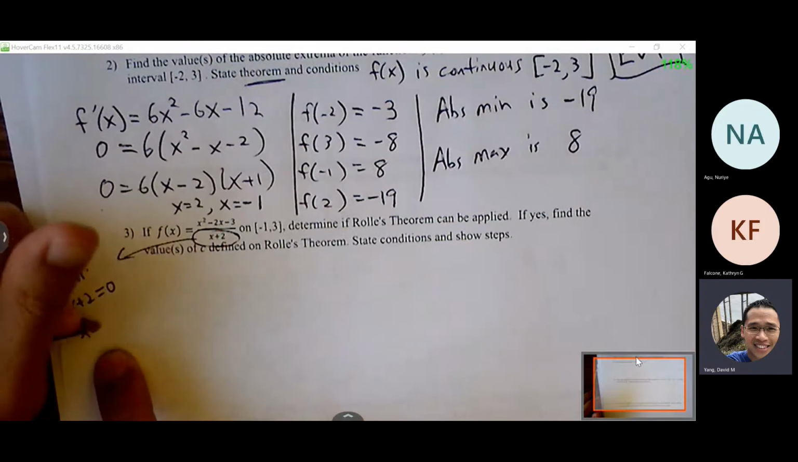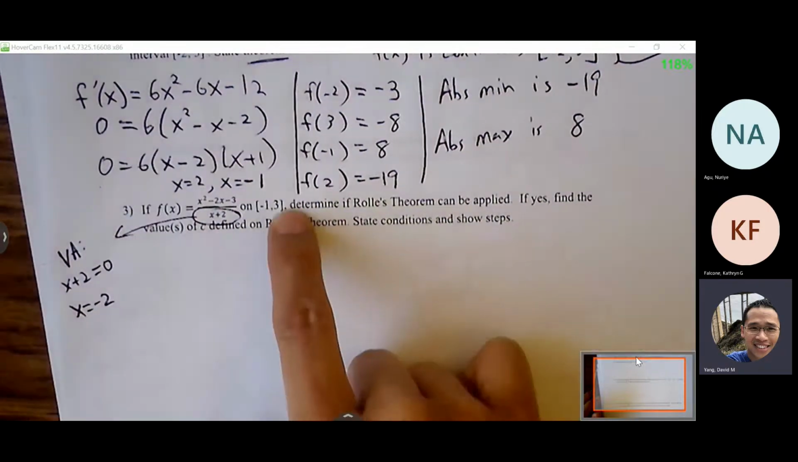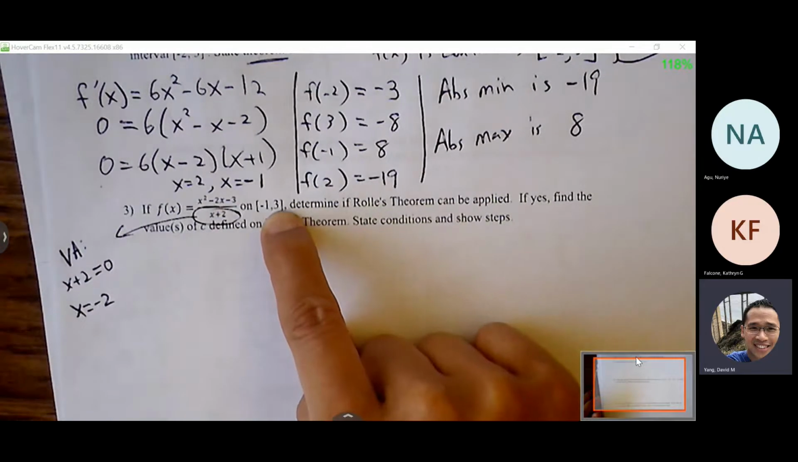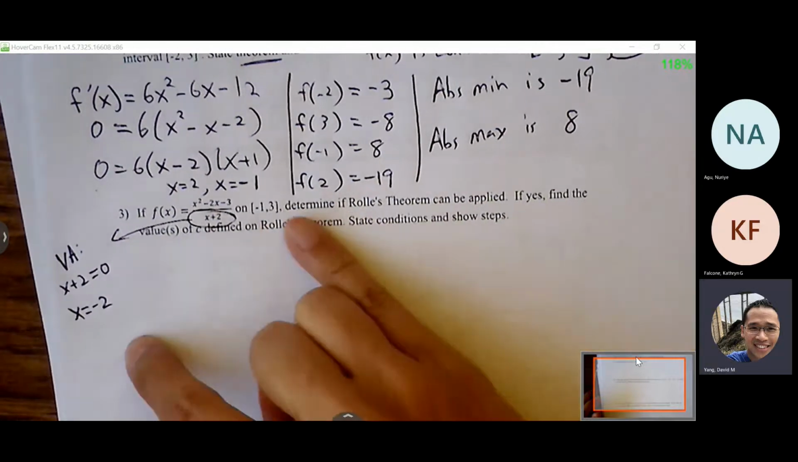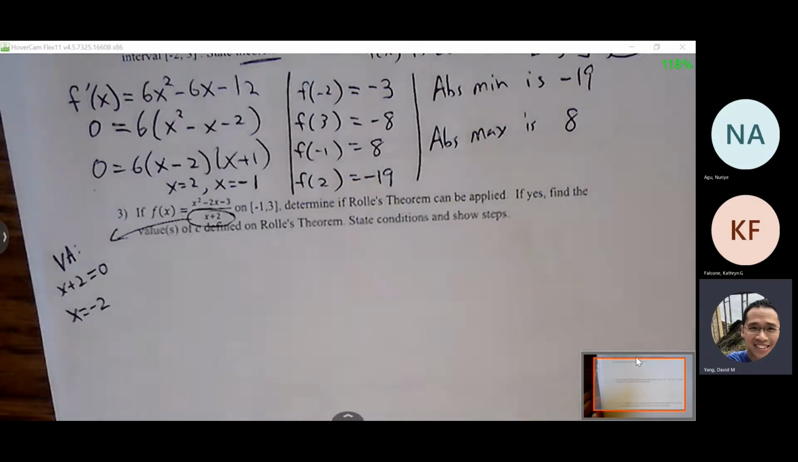X equals negative 2. So there's a break in the graph, but is that break going to make an impact on our interval? No, so we're safe. It will pass the continuity condition, and for now, just know that on the quiz, if it passes the continuity condition, you're also going to pass the differentiability condition. They're going to go hand in hand. I won't give you one where it passes the continuity but not the differentiability. There are ones that exist, but we'll talk about that a little bit later.